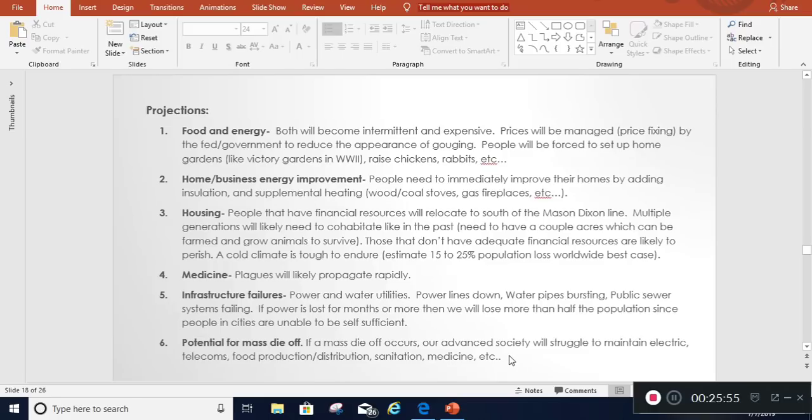I think 20% of the population in Europe perished during the bubonic plague and such. And so think about that. That's 1 in 5 or 1 in 4 people. Look around. I mean, everything is so complex today. If you start losing that many people, you're not going to be able to maintain what we have.